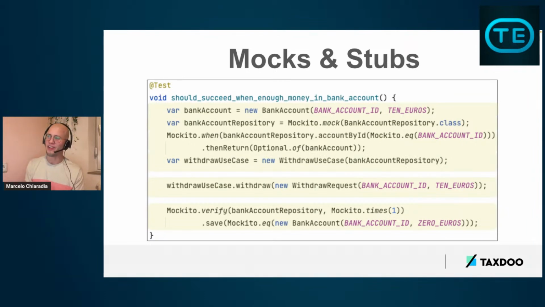I would argue that in order to fully understand this, you would have to understand the production code, how it is implemented, because here we have a lot of implementation detail. We are assuming, for example, that our use case is under the hood calling the account by ID method, and also calling the save method with some particular parameters in some particular order. This is pretty much going against us regarding the documentation rule. We would like to read our test and know what our code is doing, not the other way around.